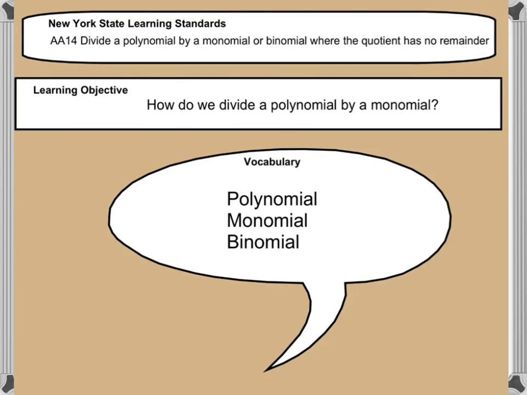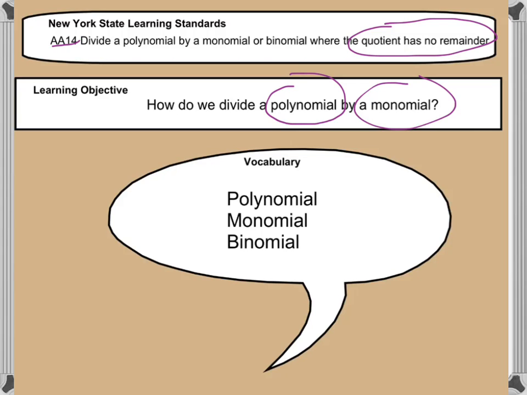Okay, this lesson is to show you how to divide any type of polynomial by a monomial. If we remember, a polynomial is a type of algebraic expression. This covers AA14, which is divide a polynomial by a monomial or a binomial, in its particular case that the quotient has no remainder.